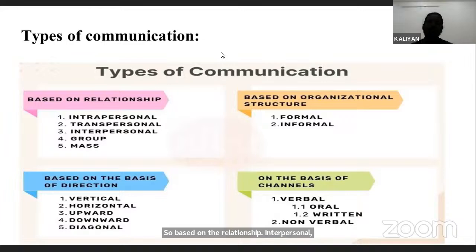So based on the organizational, formal, informal, basis of the direction, vertical, horizontal, upward, downward, diagonal. On the basis of channel, verbal, non-verbal. Verbal, there are another two types, oral and written. So we look at one by one.